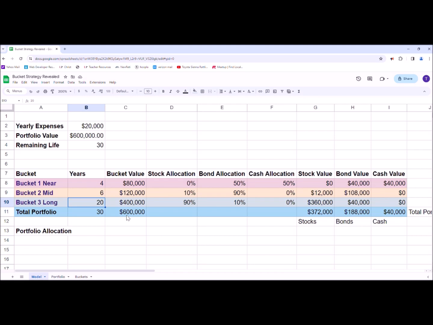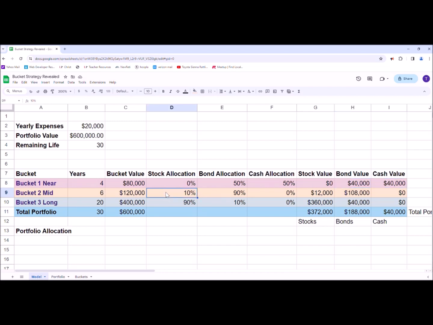Now, to keep this model simple, I don't have any growth. I don't have any growth showing in expenses. There isn't growth or decline in portfolio values. That can easily be put into this to demonstrate it, but we don't really need it to demonstrate the concept that I'm trying to demonstrate. Okay, bucket 1, stock allocation 0, 50-50 bond and cash. Thus we have 40,000 bonds, 40,000 cash.